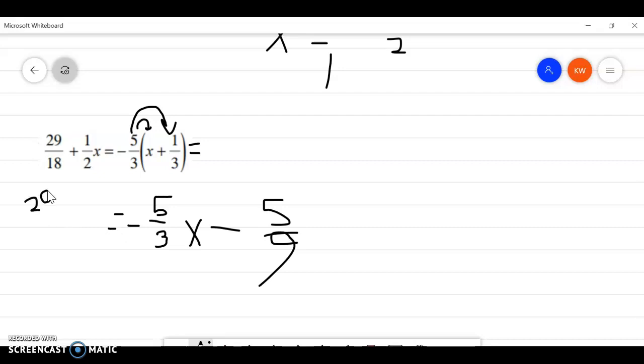We got 29 over 18 plus 1 over 2x. So I want to bring all my x's to one side. I want to bring all my constants to the other. So I'm going to bring my smaller x over here by subtracting 1/2 x from both sides.